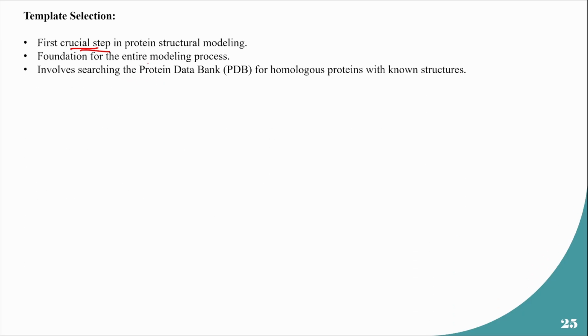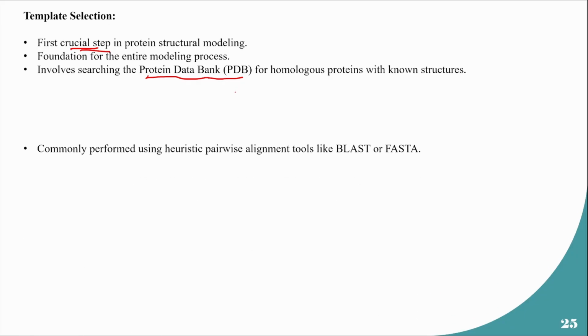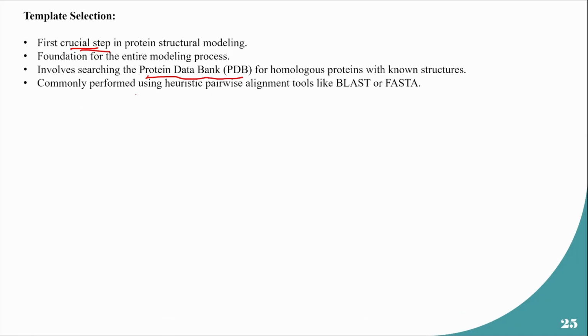If you take a look at the individual parts, firstly the template selection is coming. It is very crucial because a proper template will lead to a good structure. It is the first step, the foundation for the entire modeling process, where you search the PDB database for homologous proteins with already known structures, and hopefully structures with high resolution. So that will also be quite good, right?